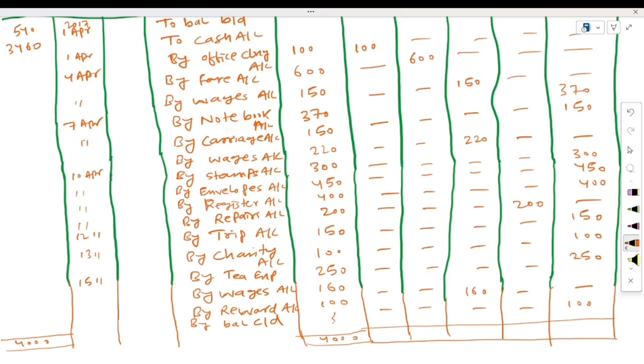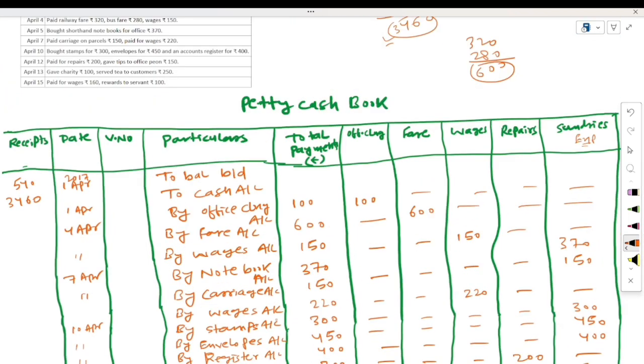There is a little bit of difference between the simple petty cash book and the analytical petty cash book. In the simple petty cash book, we were keeping only one payment column for all the transactions. But here in the analytical petty cash book, what we are doing is creating separate columns for the transactions.